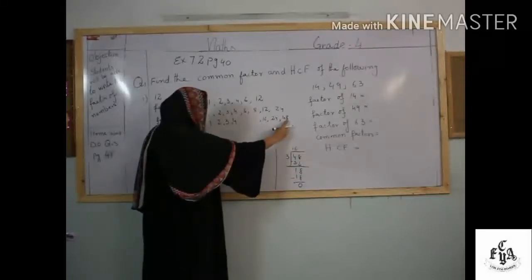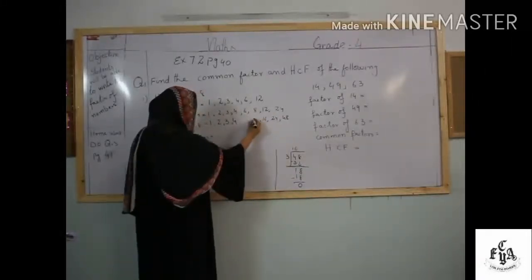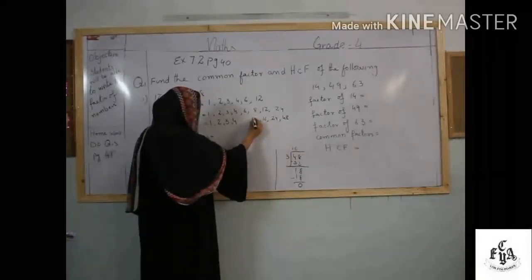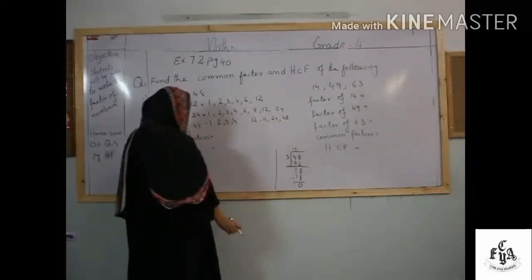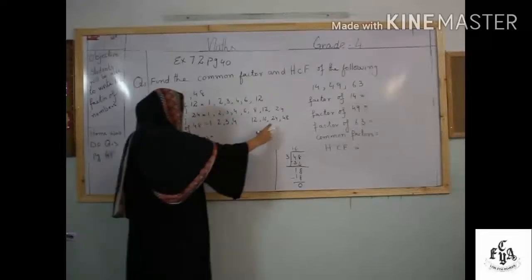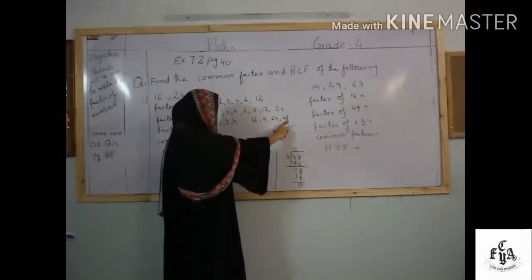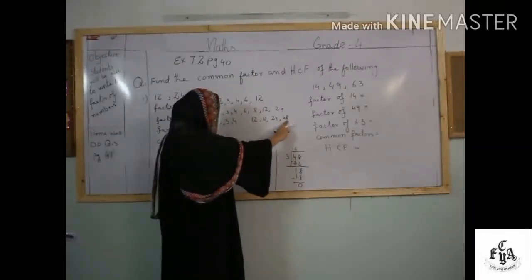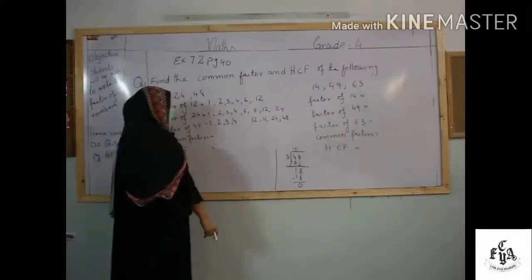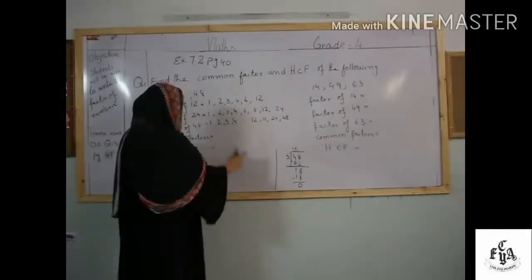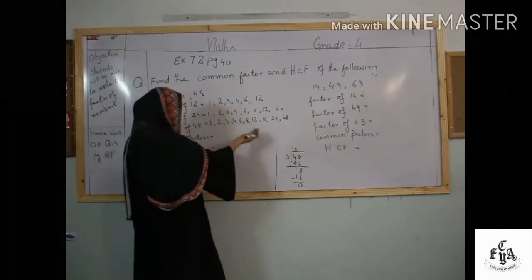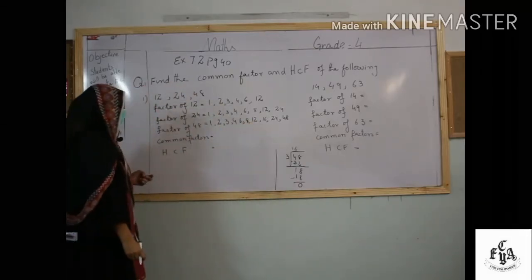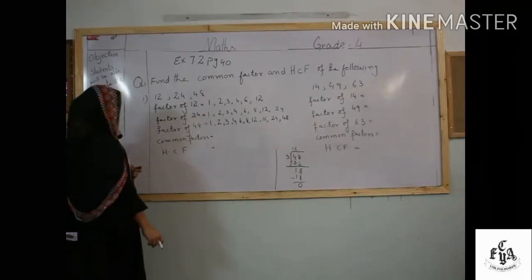Now in 4 table, 4 1s is 4, 4 2s is 8. 4 12s are 48. Now in 5 table, 8 is an even number, so it is not divisible by 5. So we will divide it by 6. 6 8s are 48. 8 6s are 48. These are factors of 48.